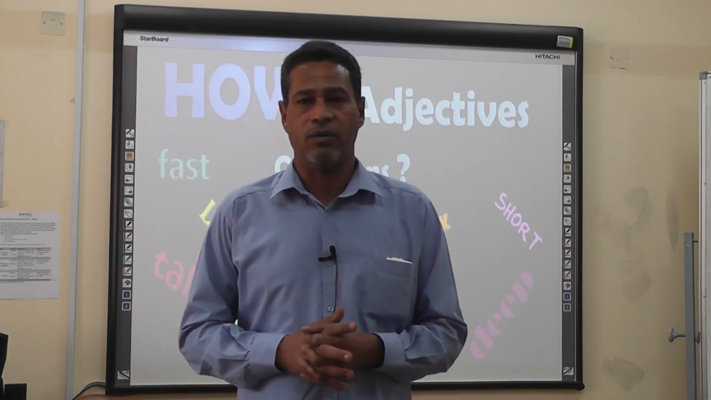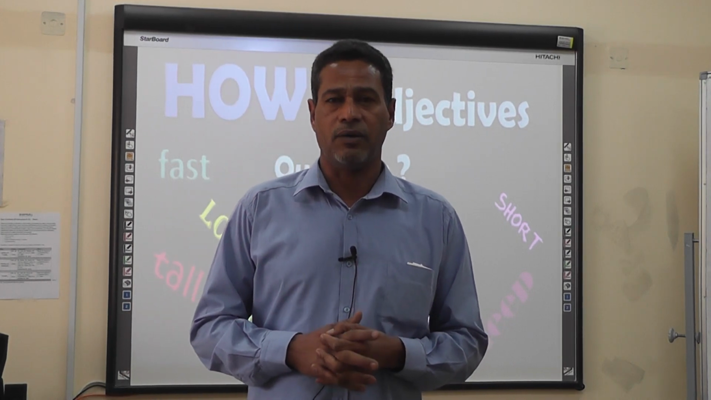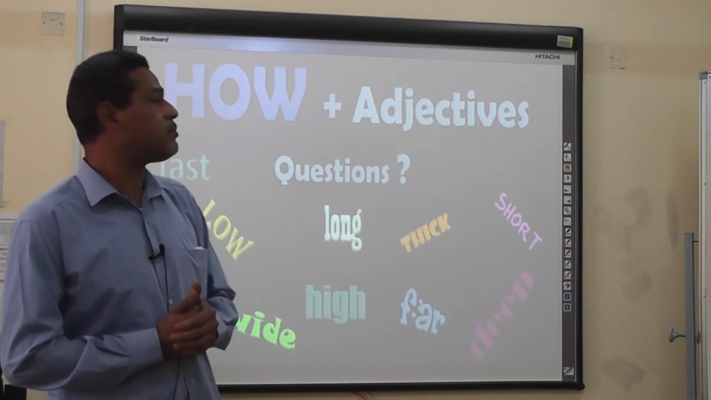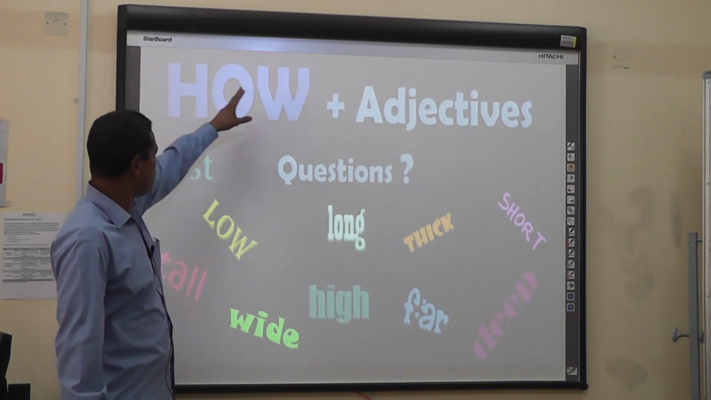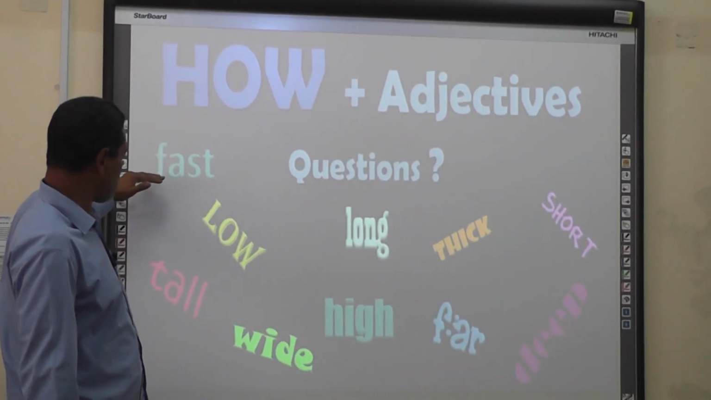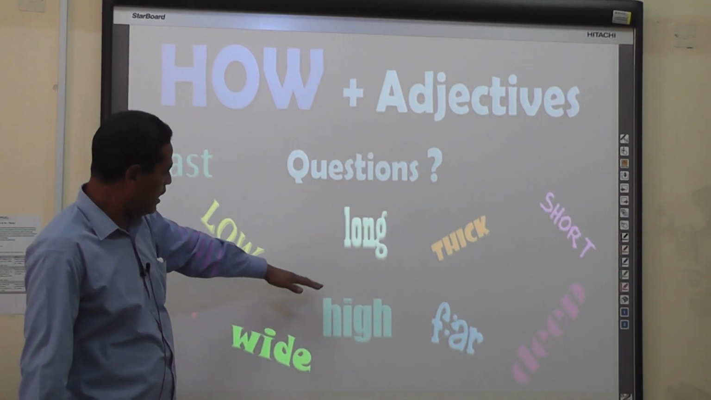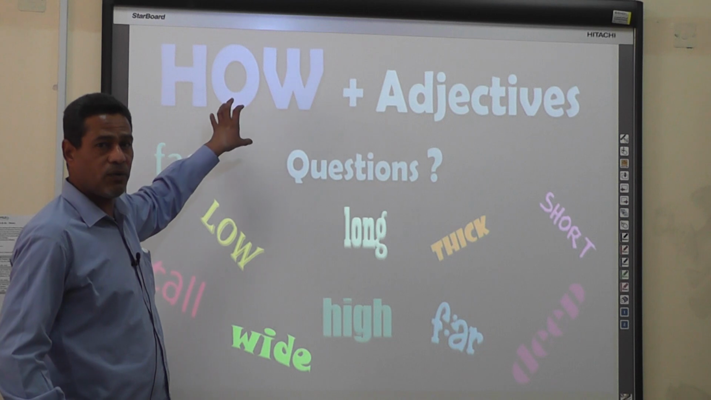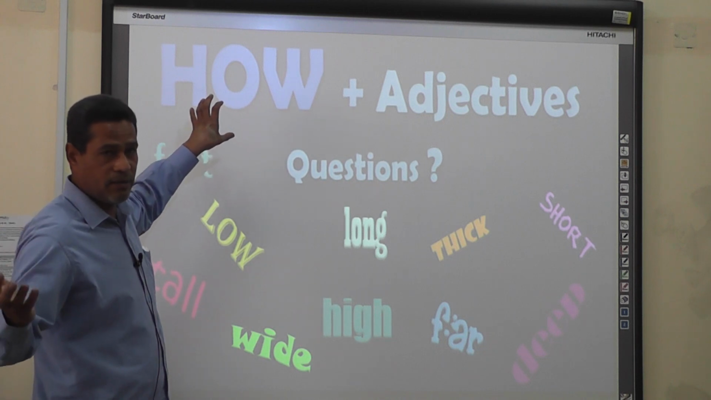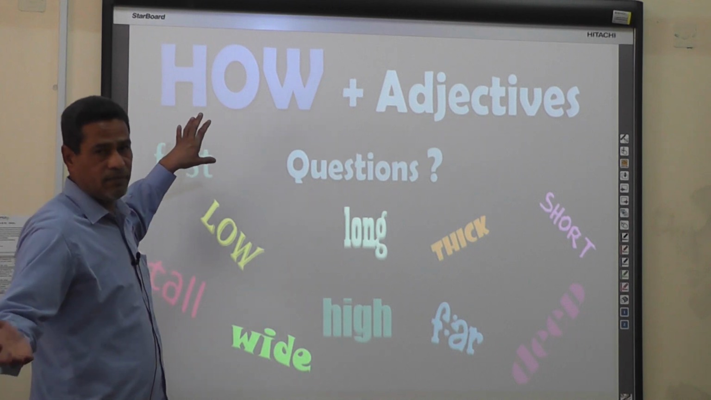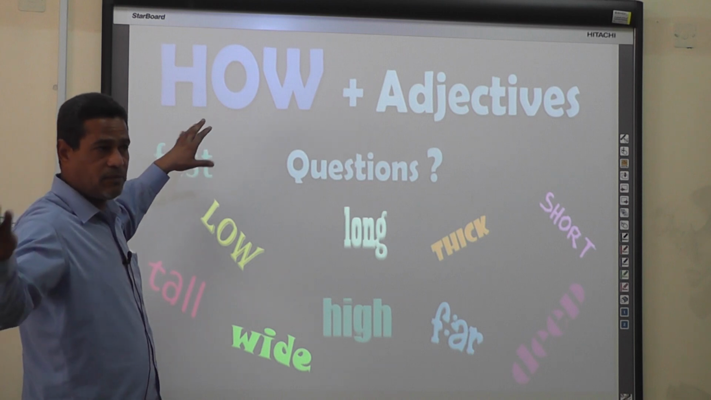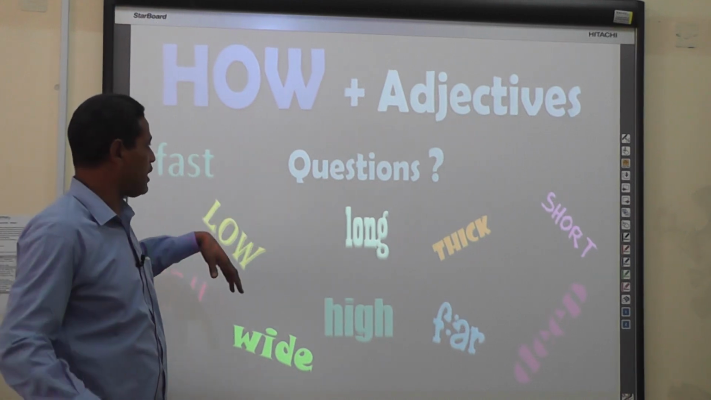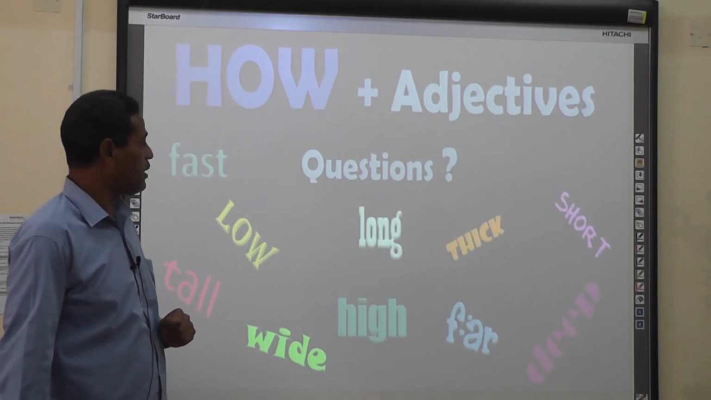So today we are going to talk about another point of grammar: how to make questions using how plus an adjective. When we say how plus an adjective, we mean adjectives like fast, low, tall, wide, high, long, thick, or far, and so on. We usually use this form to ask a question about the length of something, the width of something, the distance between two cities or two countries, or the height of a mountain or a building, as we are going to see here in the coming examples.